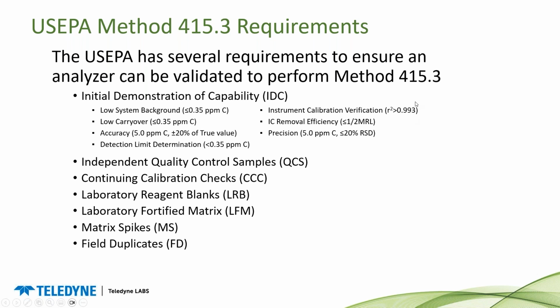Most labs will even adopt a better linearity fit of 0.999. And then IC removal efficiency, whatever you've determined your method reporting limit, the IC removal efficiency, you must get down to less than half of that value. And that will be determined according to what method or calibration range individuals are using. And then for precision, for example, a 5 ppm carbon must be less than 20% RSD, which most people actually go to probably like a 10%.